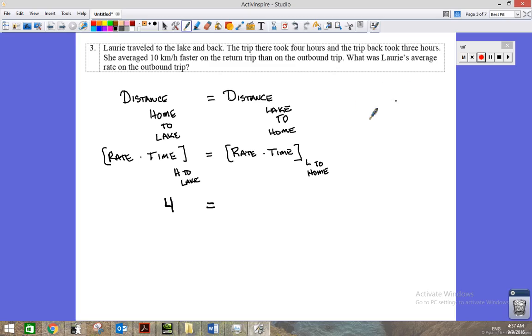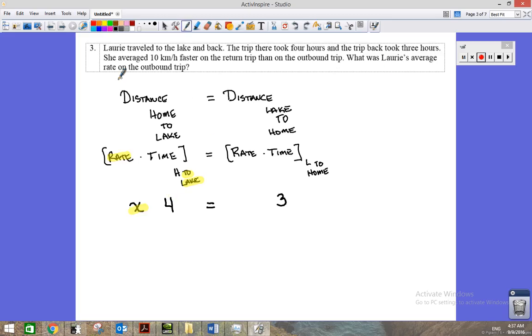The trip back took 3 hours. So if it's taking a lesser amount of time, you're going at a quicker rate. Let's see, she averaged 10 kilometers per hour faster on the return trip than the outbound trip. What was her average rate on the outbound? By outbound, they're meaning to the lake. So let's let that be our variable. The rate to the lake, that's what we're letting our variable be.